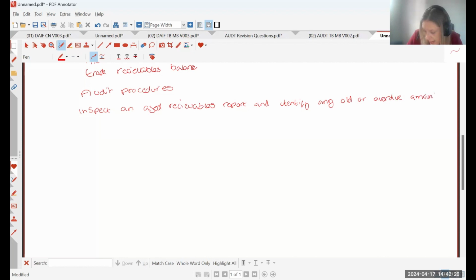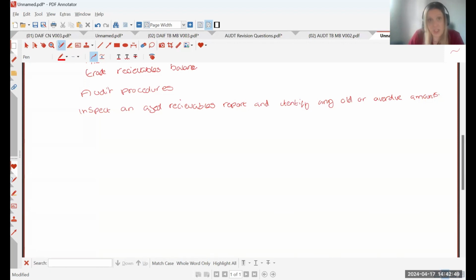If you go and look at the aged receivables reports and you know that this business generally gives credit terms of 30 days and there are amounts on there that are 6 months old, we know that this customer should have written off those debts. They should have written them off, but they are sitting in trade receivables. So that's definitely an issue.